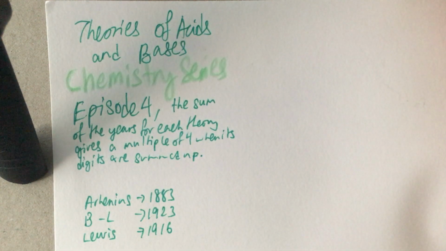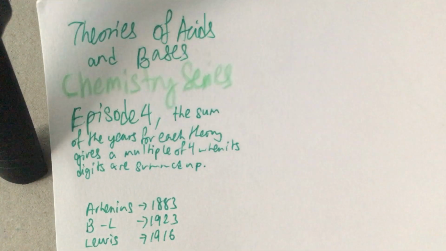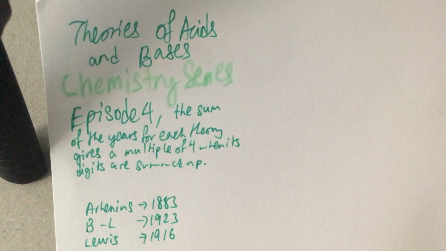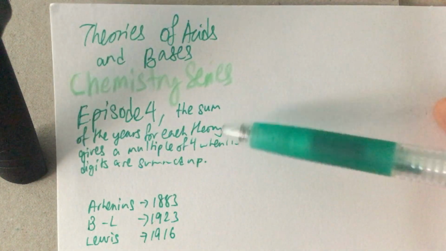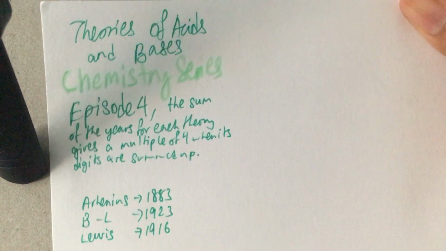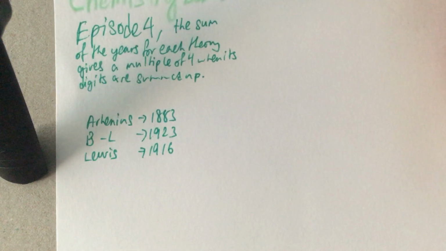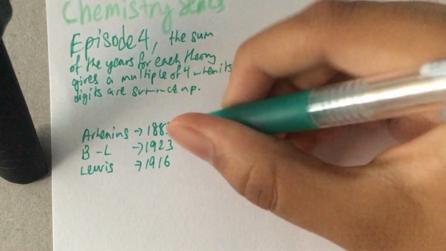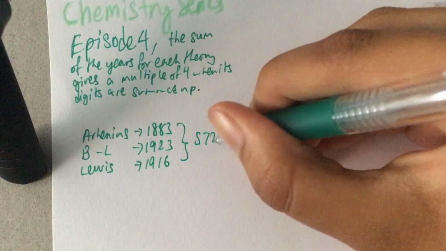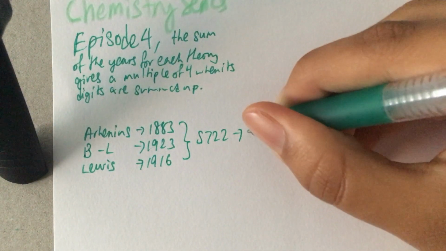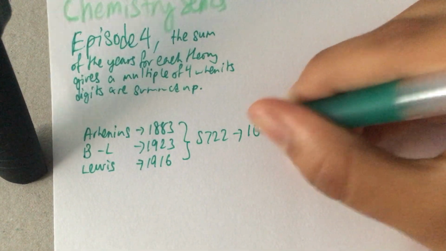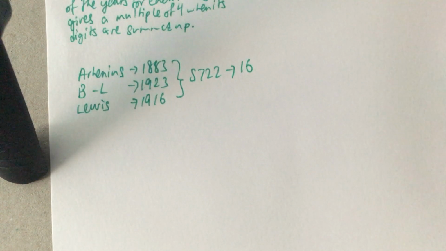Hello everyone, welcome back to alkaline hydroxide 784, and today in the chemistry series we will be covering the theories of acids and bases. I'm pretty sure this is not going to be very long either because there's only 3 learning outcomes and it is about something that's pretty simple to explain, so this is not going to take a long time to finish.